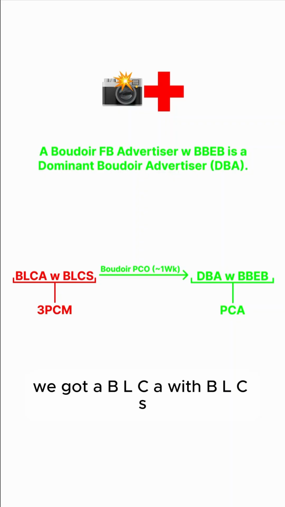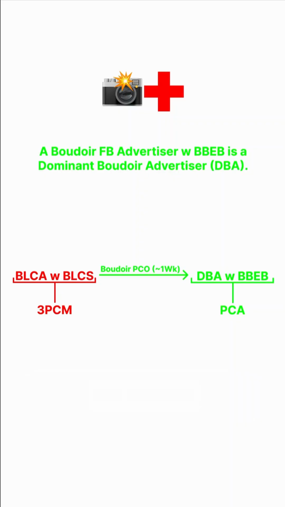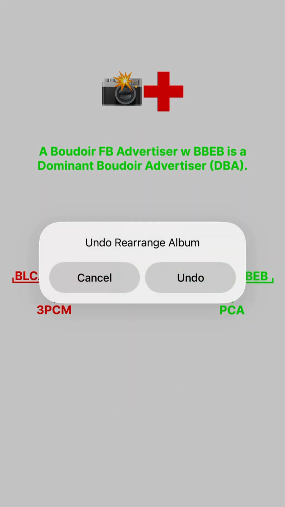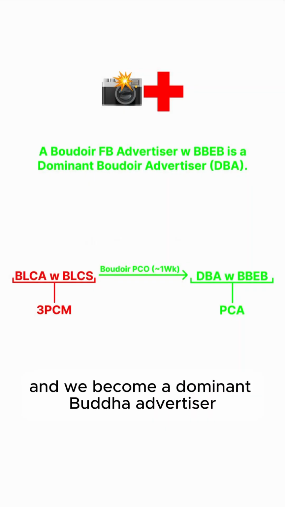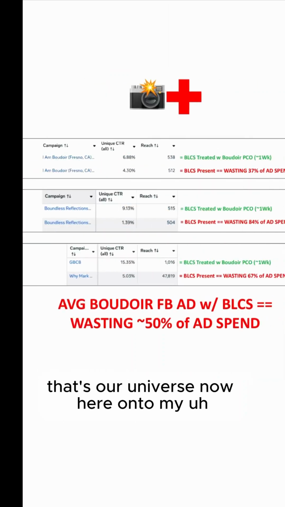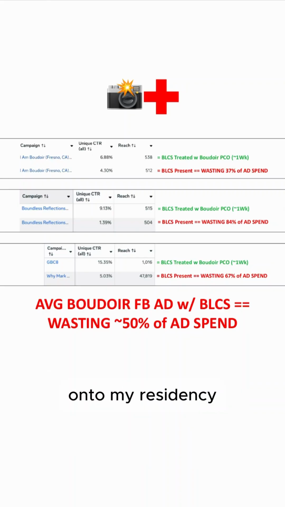We got a BLCA with BLCS. It's caused by the 3 pre-click mistakes. And then our solution is Boudoir Pico. It takes about a week. We achieve PCA pre-click alignment, and we become a dominant Boudoir advertiser with Boudoir Brain Entry Boost. So that's our universe. Now here onto my residency.